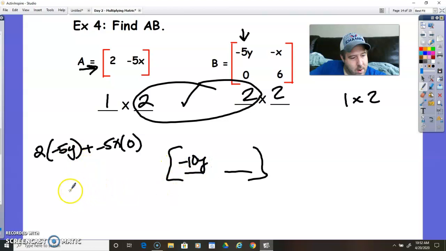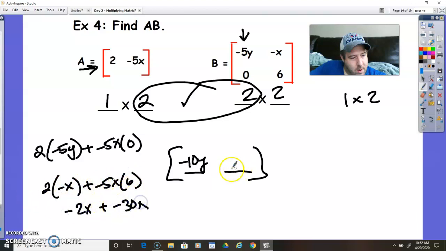All right, I'm going to do the exact same thing for the other one. So that would be row 1 times column 2. So that's 2 times -x plus -5x times 6. So that's -2x plus -30x, which makes -32x.